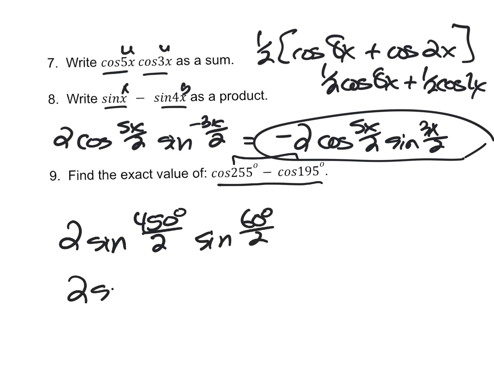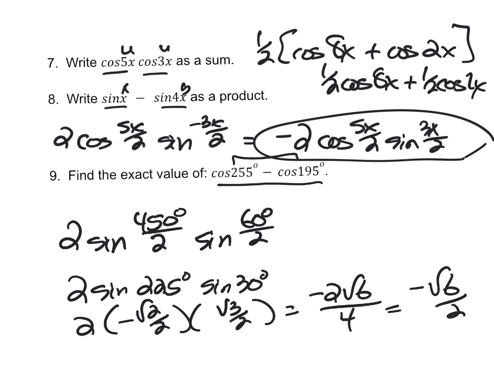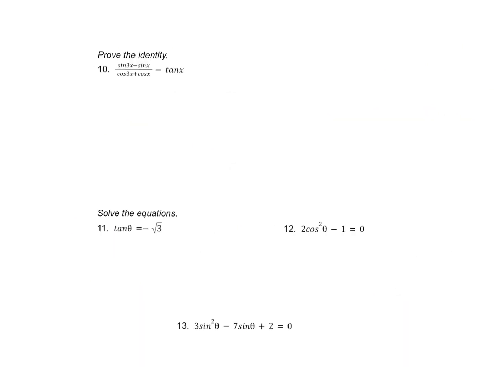Now, 450 over 2 is 225. 60 over 2 is 30. Those are both values that we know. Sine of 225 is negative square root of 2 over 2 because it's in quadrant 3. Sine of 30 is square root of 3 over 2 because it's in quadrant 1. And that gives me negative 2 root 6 over 4 on my denominator. You can cancel the 2 and the 4 and just make it negative square root of 6 over 2. This is fun stuff.